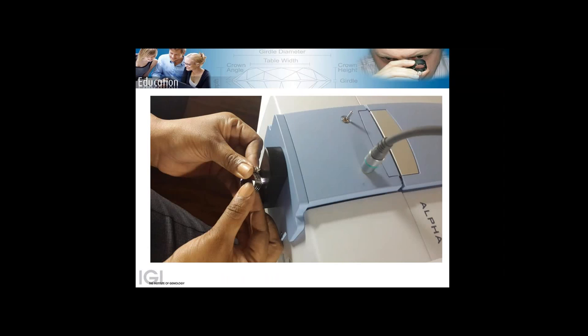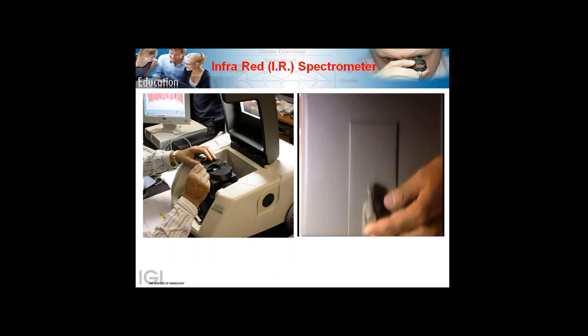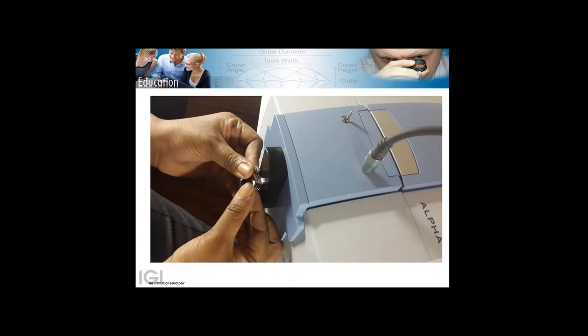This particular stone is type 2A, so we then have to do further tests to know whether it's natural or synthetic. This is again the IR, but a little larger one where we can do loose stones as well as jewelry. However, the Alpha that you see out here has made things easier. It's more compatible to use and gives faster results.